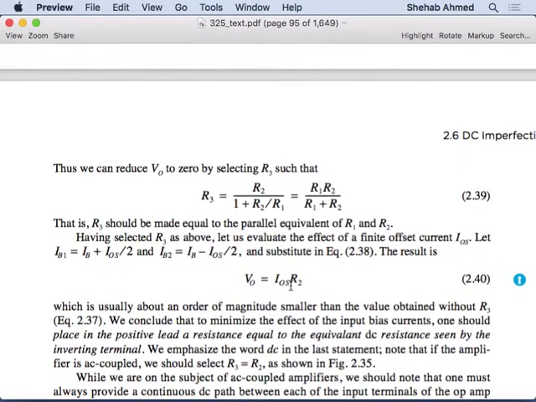So, Chapter 2 so long, huh? Yeah, the chapter is so long, but we're almost done.